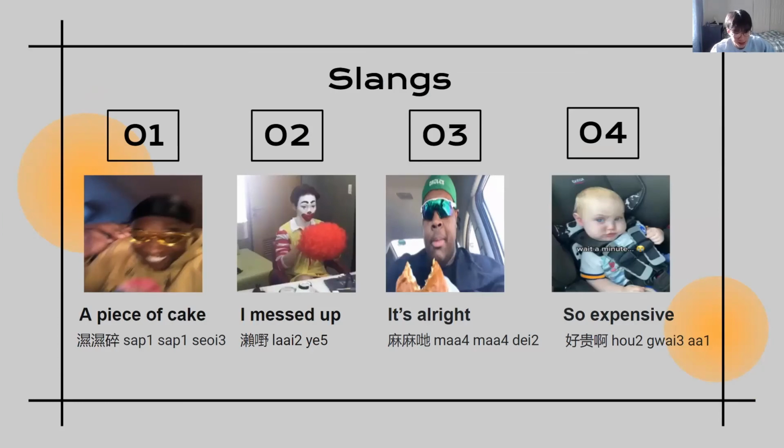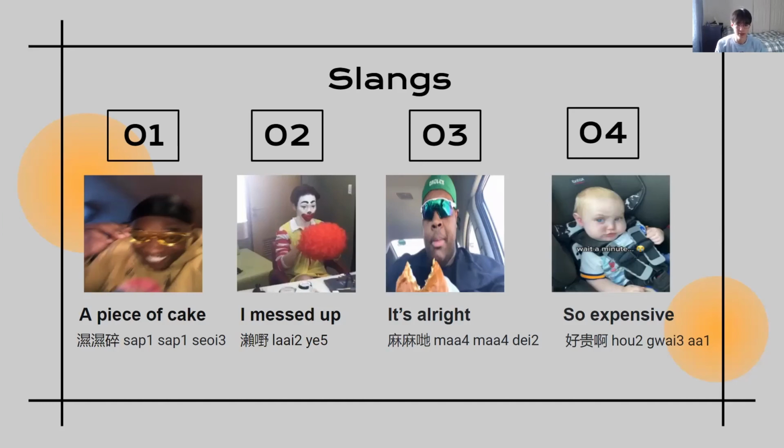So the way you can answer it is you can say, it's a piece of cake. You say it in a cheeky way. So the way you can say it is, sap sap soy, a piece of cake. It's like, it's easy. Sap sap soy. Yep, sap sap soy.